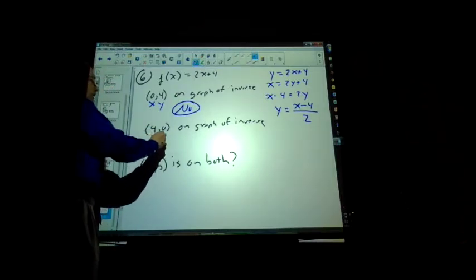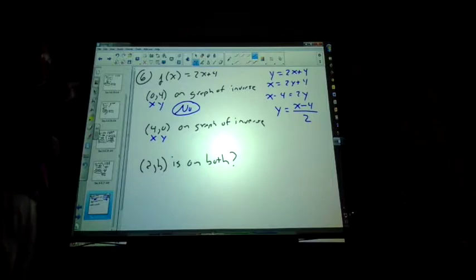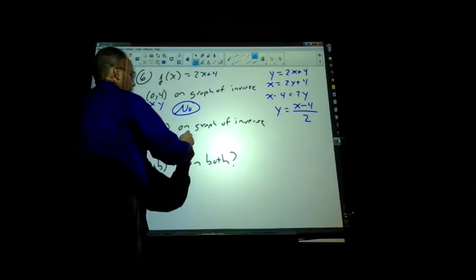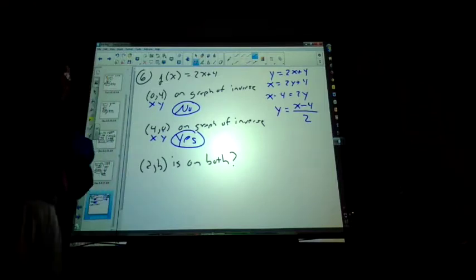Okay, plug 4, 0 in. Again, this is an x and a y value. So if I plug 4 in for x, I get 4 minus 4, which is 0. 0 divided by 2 is 0. Is 0 equal to this 0? Yep. And what point is on both graphs?